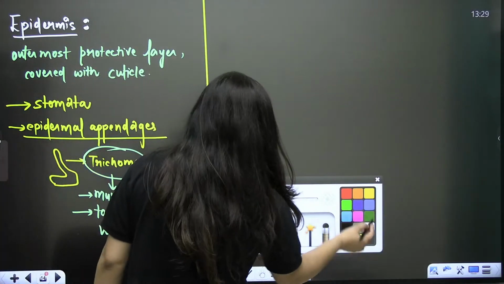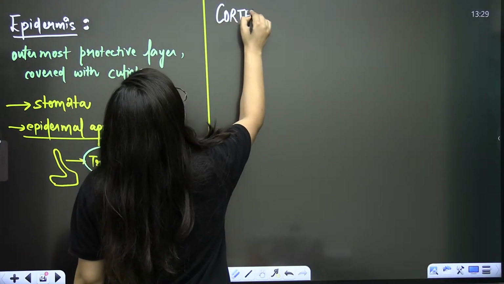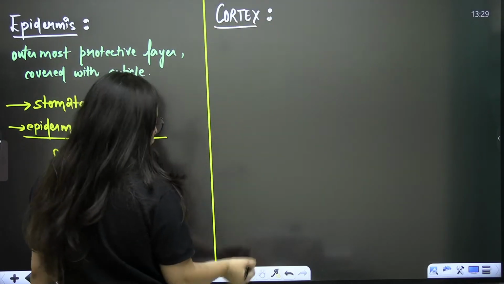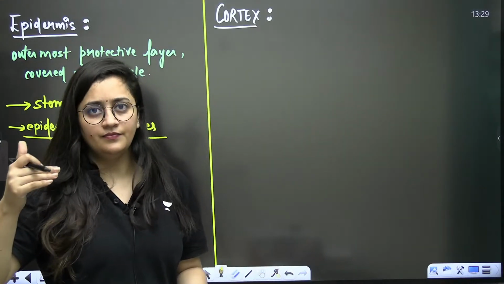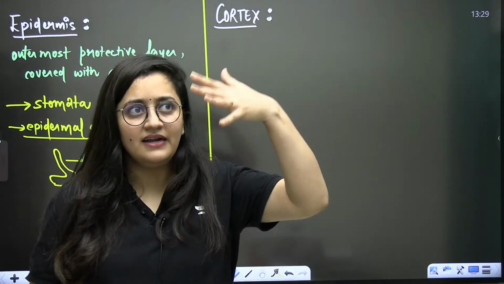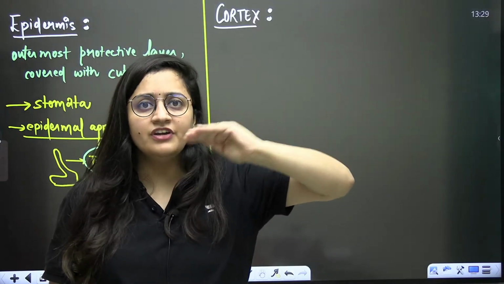Now next is the cortex. Because it is a dicot stem, is the cortex divided or not? Is the cortex multi-layered, or divided into different layers or not? Tell me quickly.